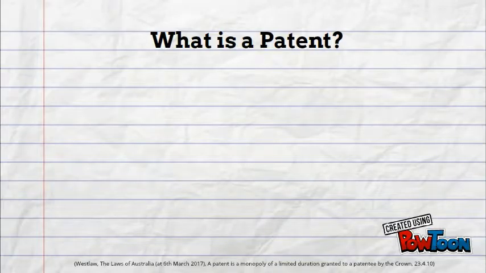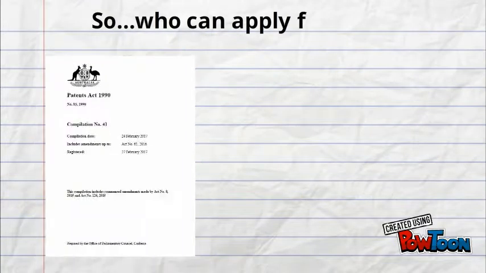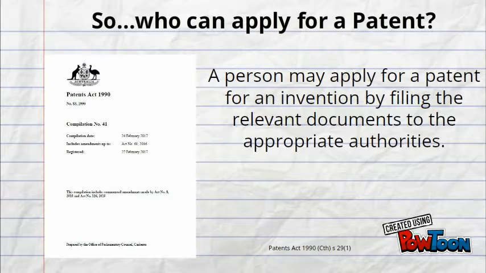A patent is the grant of an exclusive right to exploit an invention throughout the patent territory, such as Australia, for a specified period of time. So who can apply for a patent? A person may apply for a patent for an invention by filing the relevant documents to the appropriate authorities.